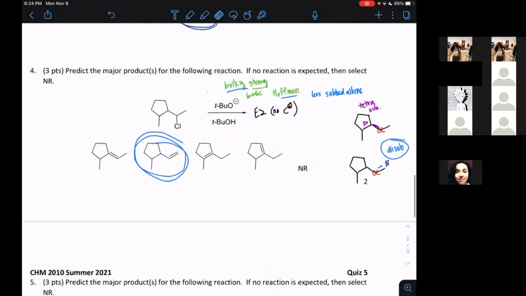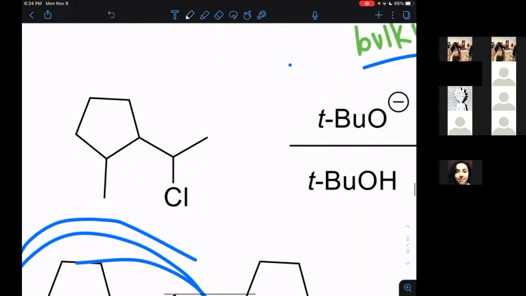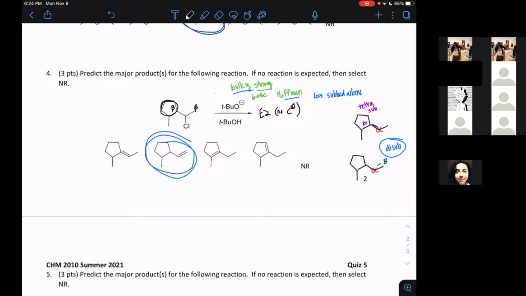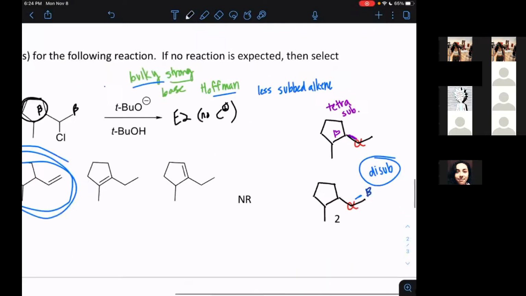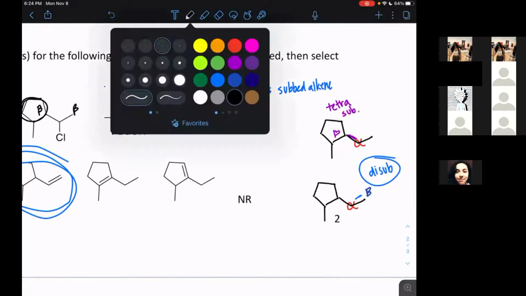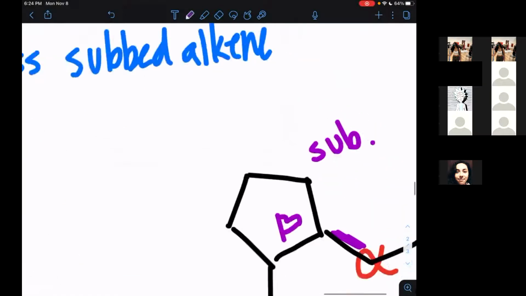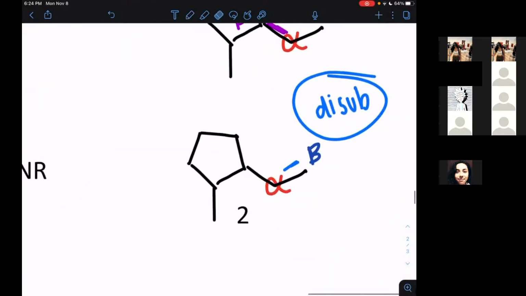So yeah, these are two. I should have listed this over here too. We have two possible beta carbons. This one on this side looks like this, and then it's not tetra substituted. Sorry, because I was counting the chlorine that was on there. It's tri substituted. And I think the other one is mono substituted.